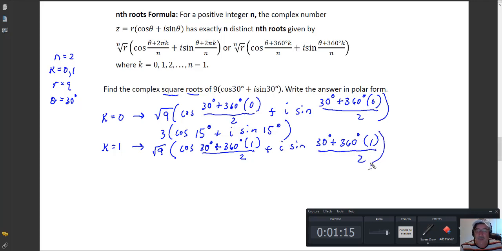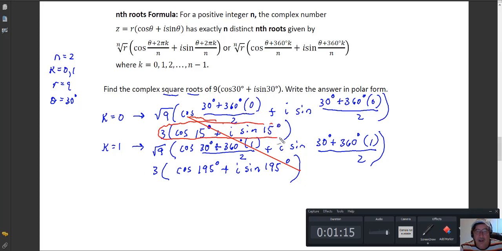All right, and then the second of our 2 square root answers is going to be 3 times the cosine of, 360 plus 30 is 390, 390 divided by 2 is 195, and then plus i sine 195. So not only can we raise complex numbers to higher powers, we can also take the roots of complex numbers by using this nth root formula. So these are my 2 nth root answers right here. This is what you would put.